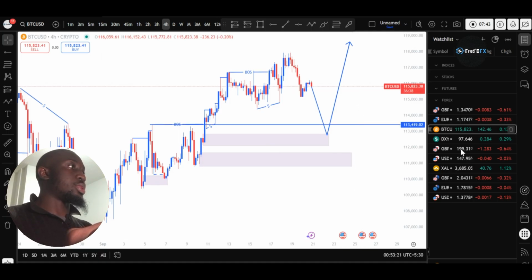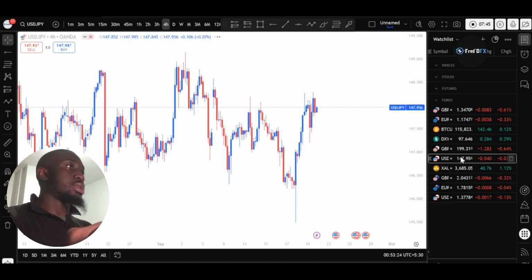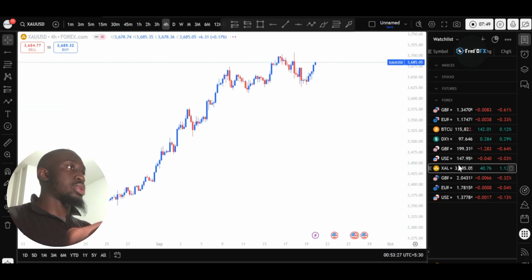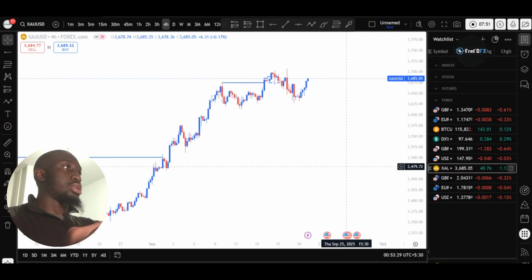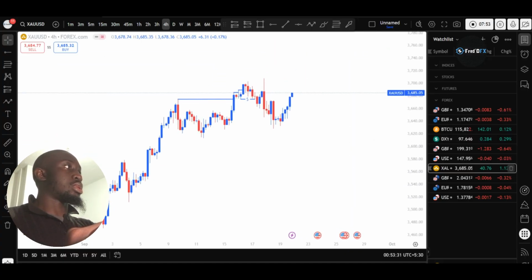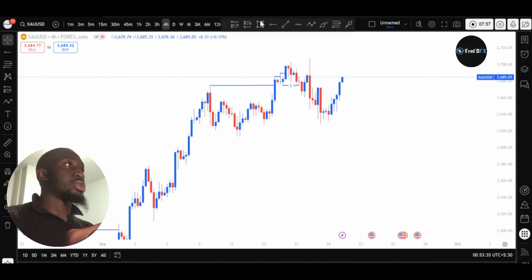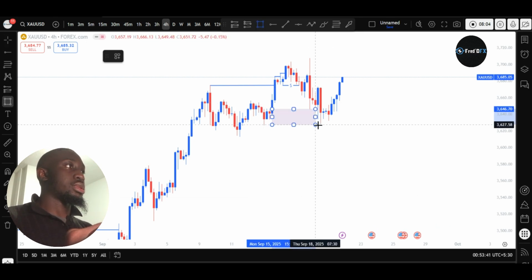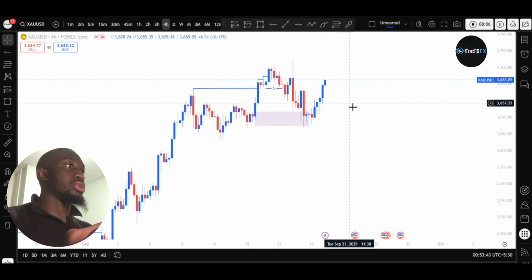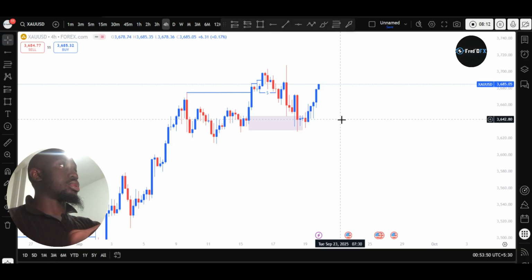So now let's go to GBP. Let's leave GBP JPY for now. Let's go to gold. Gold is still bullish, but I'm not trading it for now. Very, very simple: break of structure and price swept liquidity, tap here, then the run. So gold is still bullish.